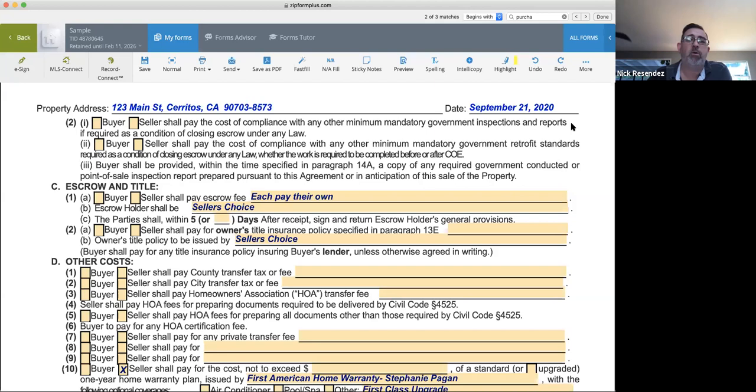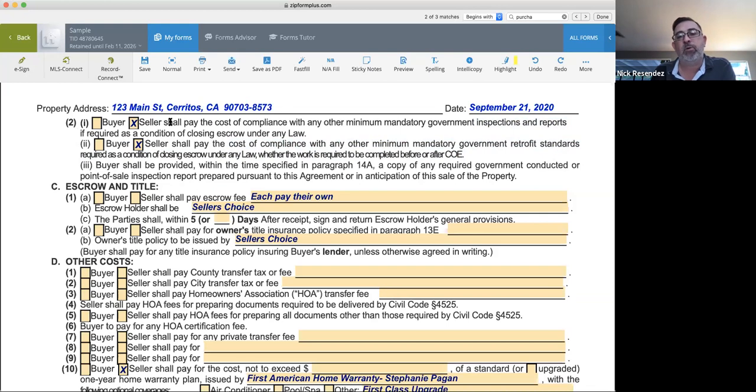Okay, so if we were to check the seller box, which is who I'd recommend checking, all we're asking for with this first one is for the city report or inspection to be completed and for the seller to pay for it. Okay. The next one, II, and we'll check seller here. Here's where we're asking for the cost of compliance with minimum mandatory government retrofit standards.